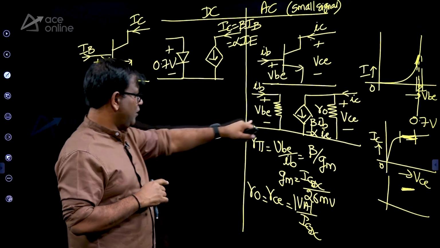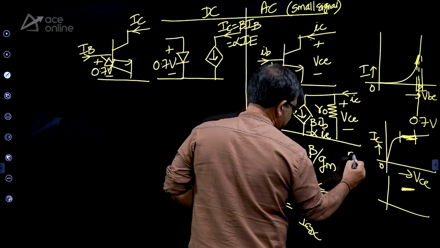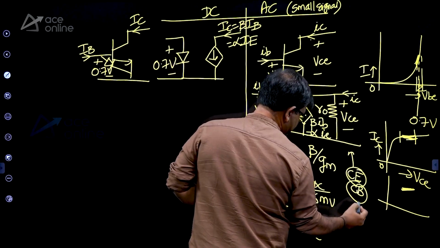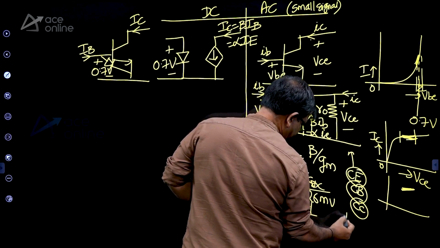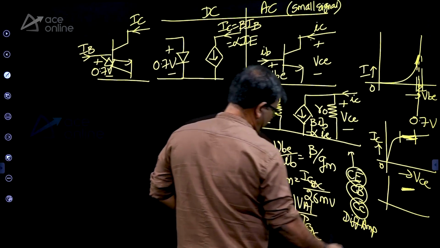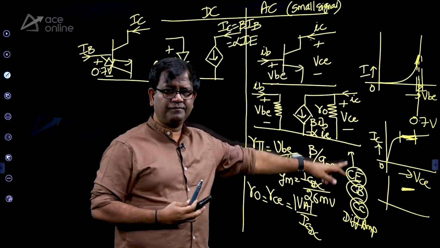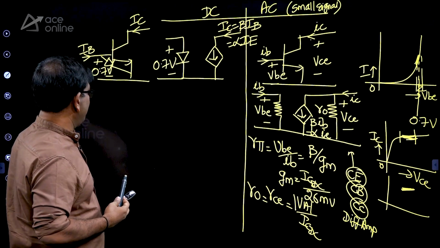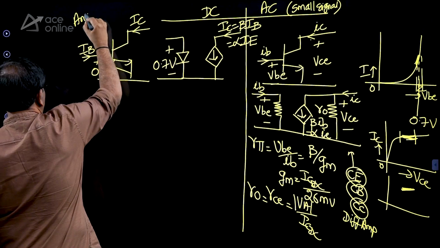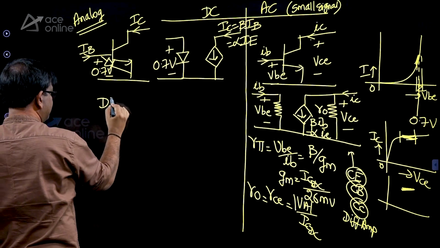So with this model, you can solve problems like CE amplifier, CB amplifier, CC amplifier, differential amplifier, cascode amplifier, whatever amplifier is there, you can very easily solve with this model, right? But of course, this is for analog. But what about digital?